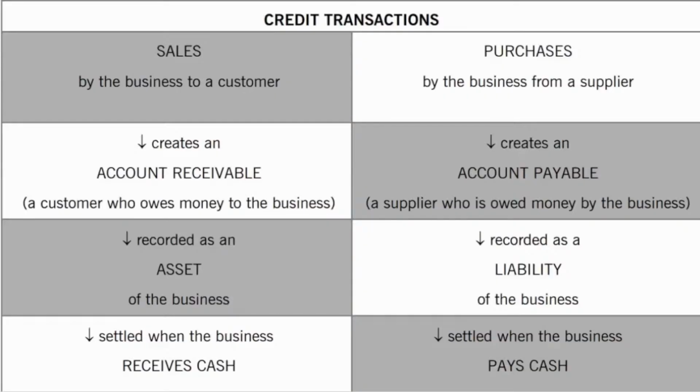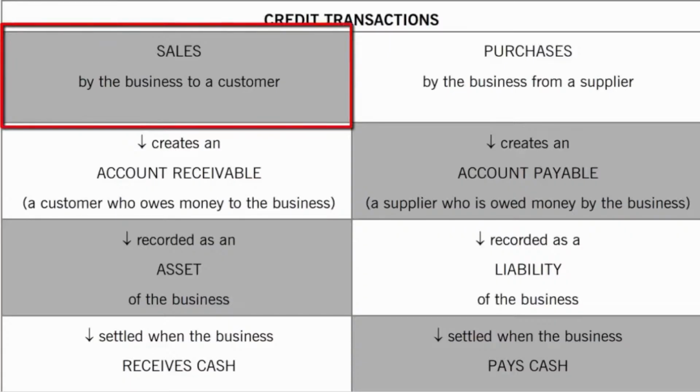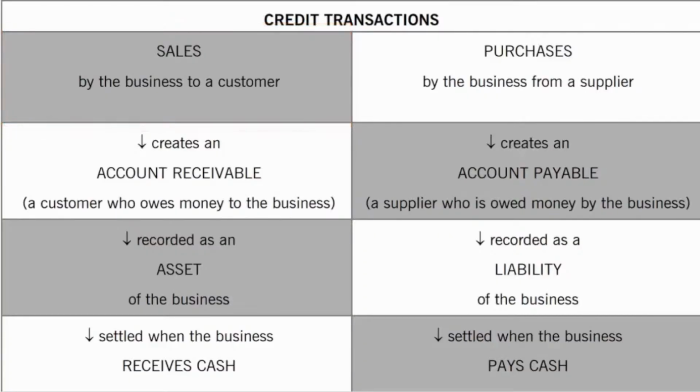First column, sales on credit. When a business sells goods or services to a customer on credit, the customer doesn't pay right away. Instead, they agree to pay later. Here's how that works, step by step. 1. What happens? The business makes a sale. The customer gets the goods or services but delays payment. For example, imagine a flower shop sells $500 worth of flowers to a customer and lets them pay after 30 days. That's a sale on credit.